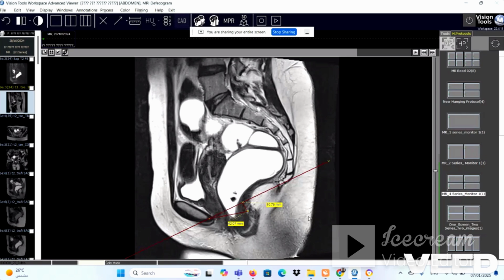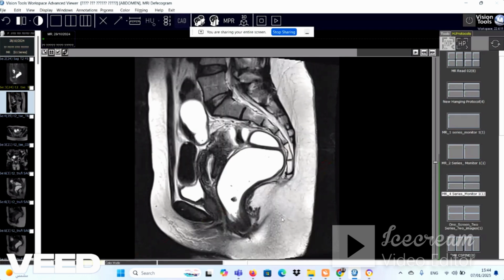Let us apply our lines and angles. We will start with the PCL, the pubococcygeal line. This line connects the inferior surface of the symphysis pubis to the last coccygeal segment or last coccygeal joint. So this is the PCL, and we can draw the H line. The H line connects to the puborectalis muscle. This is the puborectalis muscle, as you see here.